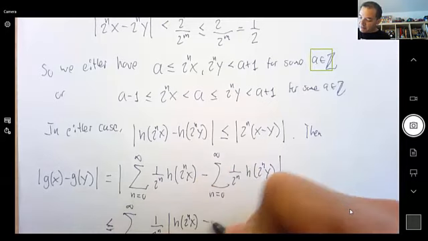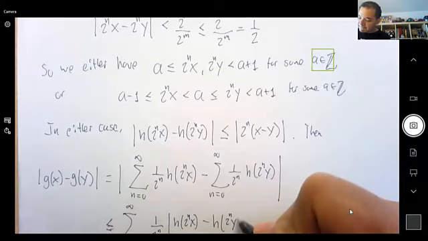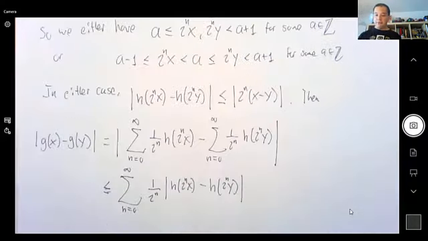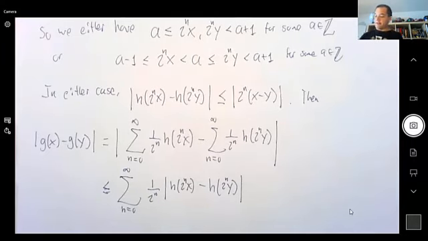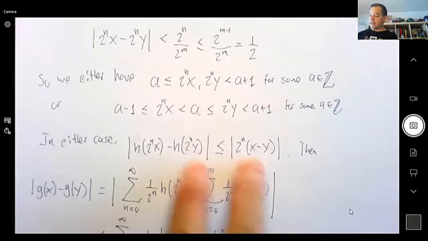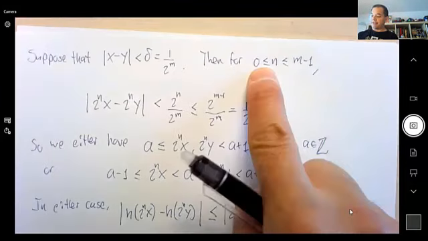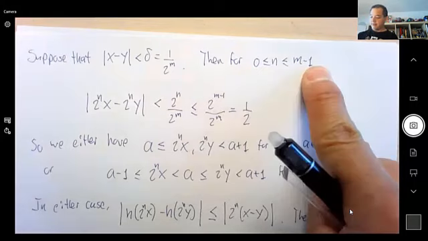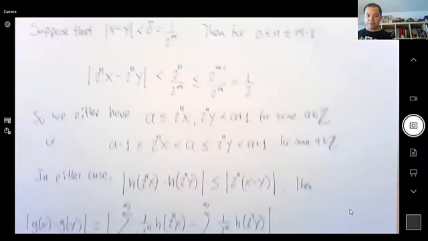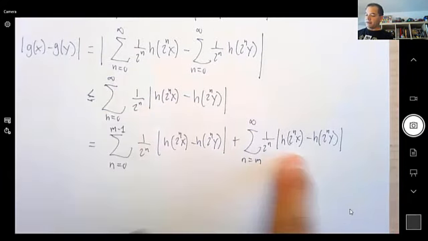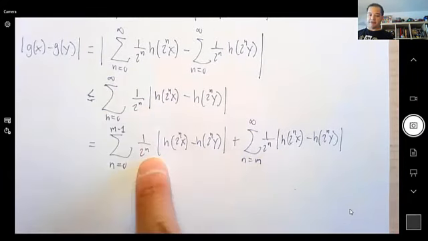And it will look like this. Okay. Now I'm going to divide this sum into the sum that has the small values, because remember, I want to use this inequality, but this inequality only works for the n's that are between 0 and m minus 1. So I'm going to separate into those two cases. So I just separated this sum into two, the little terms and the rest.